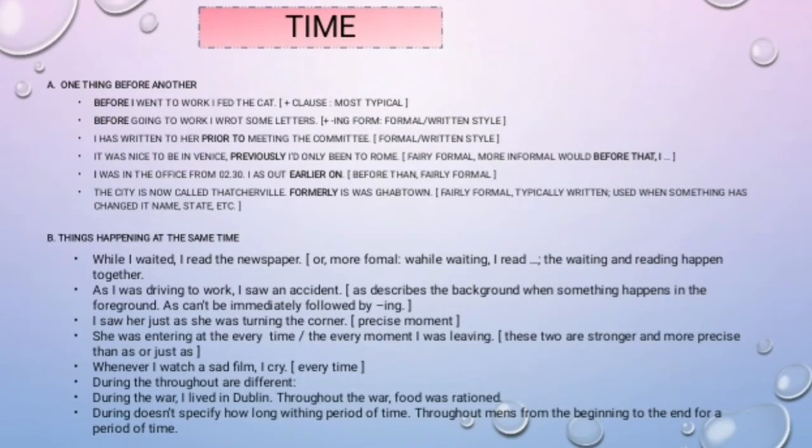Okay, this chapter 21 is about time. There are 5 parts of time. In point A, one thing before another. In point B, things happening at the same time. In point C, one thing after another. In point D, time when, and in point E, connecting to periods or events.